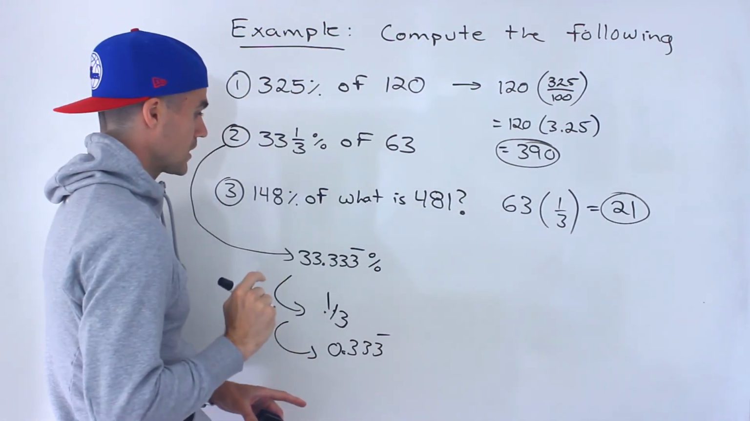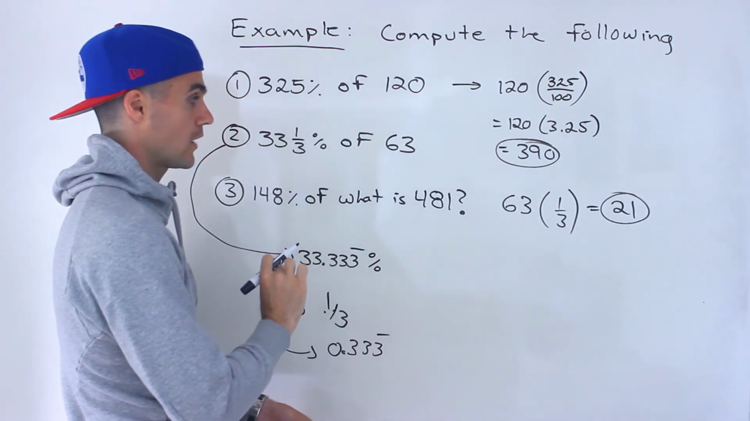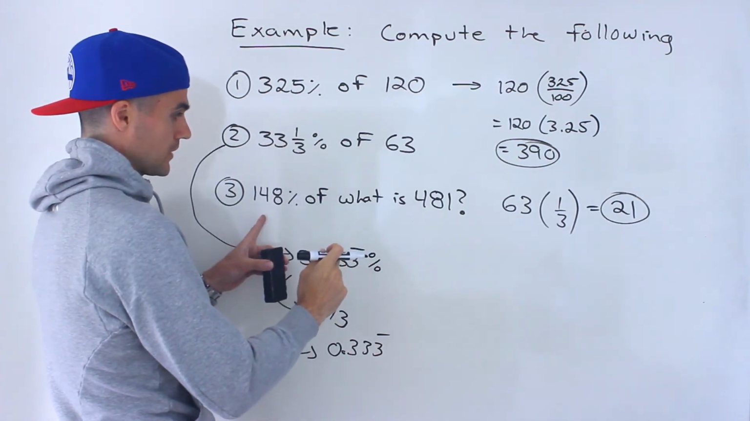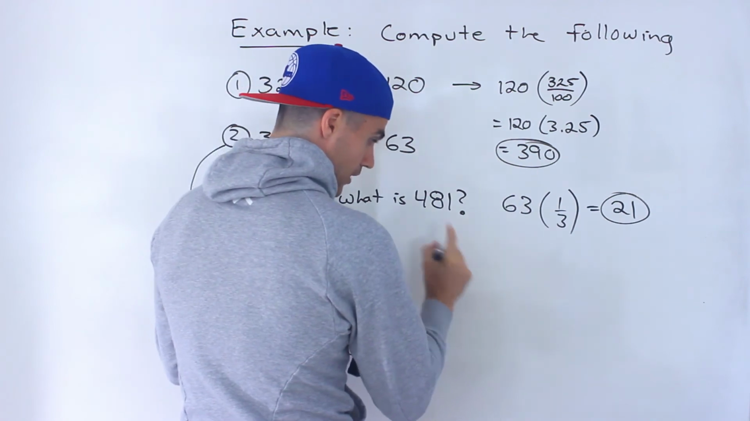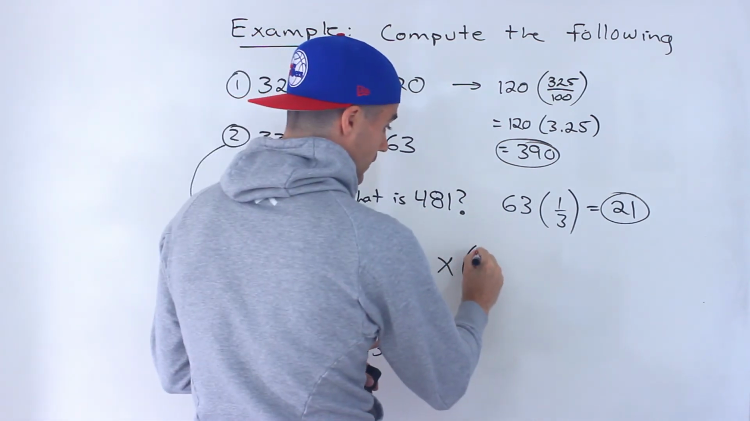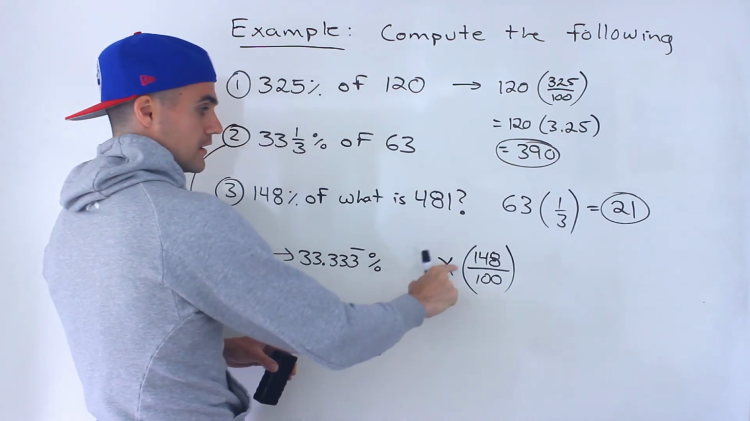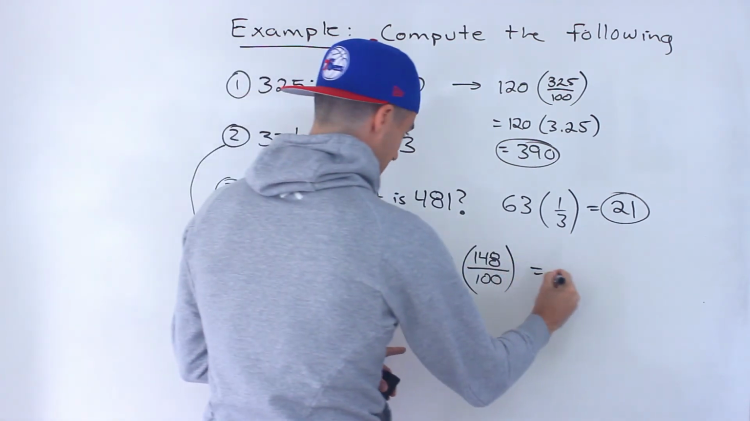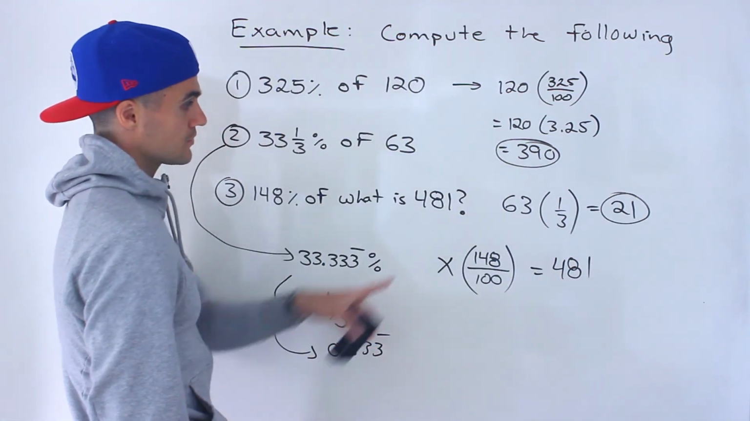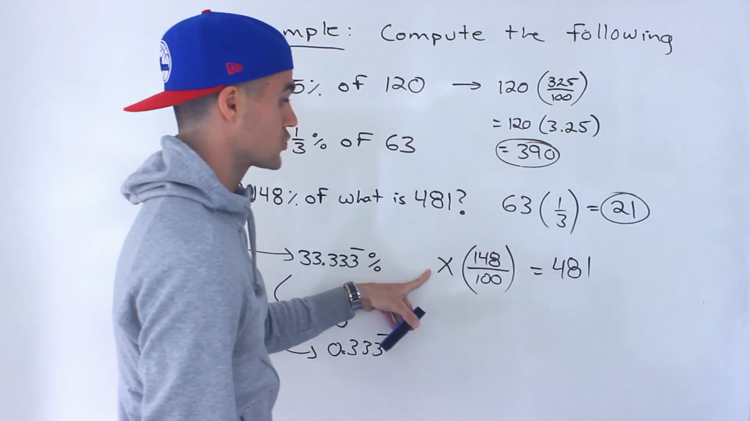And then finally, number three, 148% of what is 481? So 3 is like number one, but backwards. What we're doing is figuring out what's that initial number that we multiply by 148%, converting that percentage to a decimal, that's going to give us 481. Here we were given that number and we were multiplying it to get that final number. Here we're given the final number and we're trying to get the initial number.